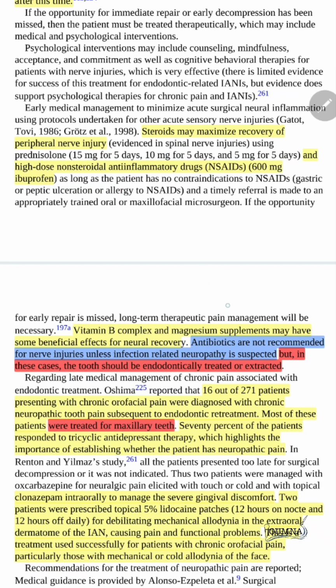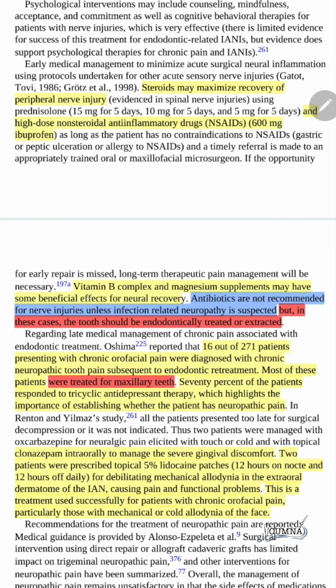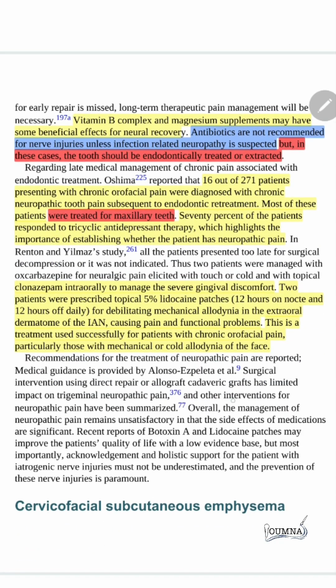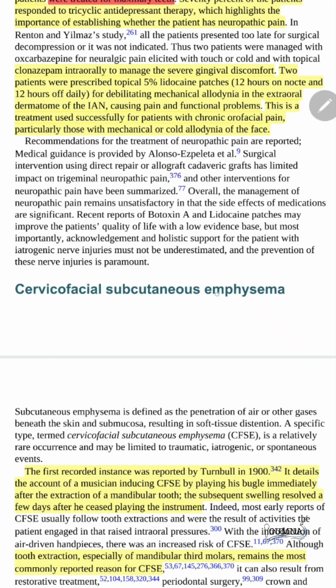Steroids may maximize the recovery of the peripheral nerve injury, and high-dose non-steroidal anti-inflammatory drugs, 600 mg of ibuprofen, also vitamin B complex and magnesium supplements may have some beneficial effects for neural recovery. Antibiotics are not recommended for nerve injuries unless infection-related neuropathy is suspected. We use clonazepam intraorally to manage the severe gingival pain.